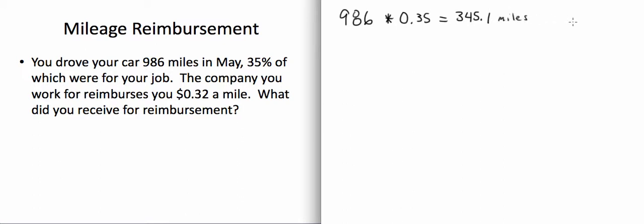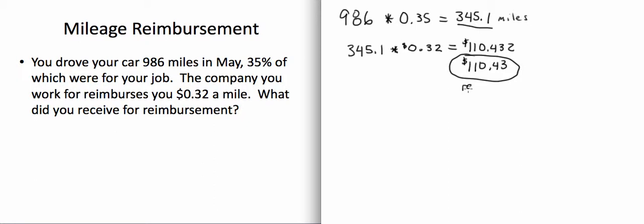So these 345.1 miles is what you drove for your business. That is what you're going to multiply by your reimbursement rate, which is 32 cents a mile. So when you take 345.1 and multiply by 0.32, you get an answer of 110.432, which we will then round to $110.43. So that is how much you're reimbursed.